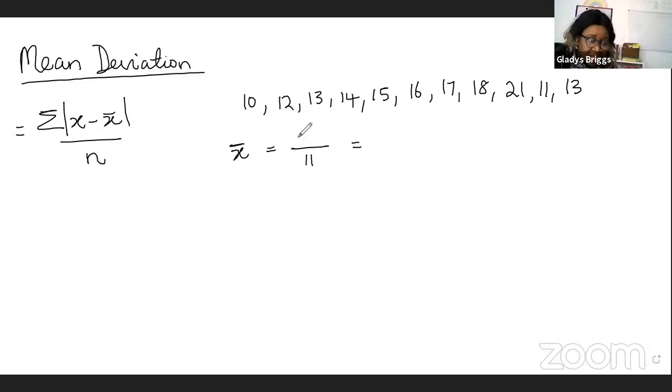14.55, okay? Because this is 160 over 11, which is 14.55. Now you can make a little table. You can make a little table.